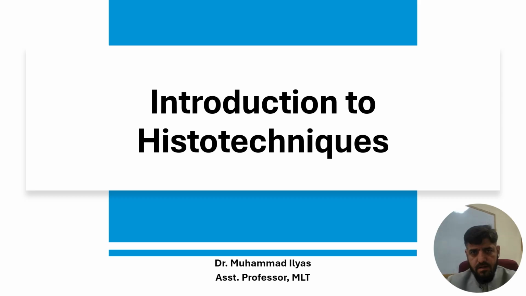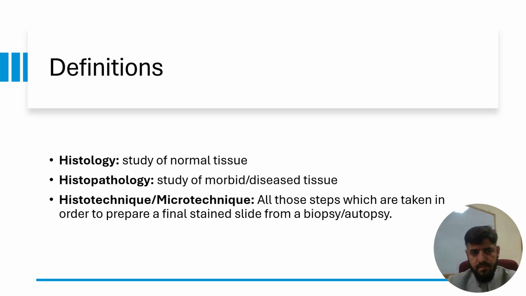First of all, we will have some basic definitions to start with. As you know, histology is the branch of medical science in which we study the normal tissue under the microscope, while histopathology is the branch of medical science in which we study the diseased or morbid tissue under the microscope. Now, what is histotechnique? Sometimes also known as microtechnique.